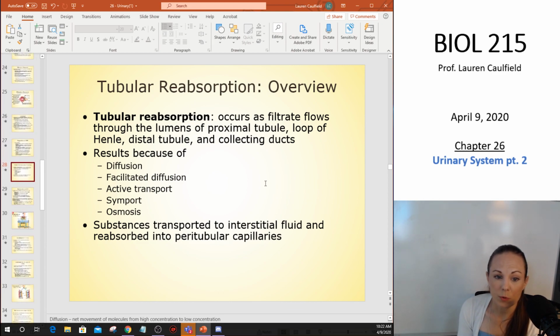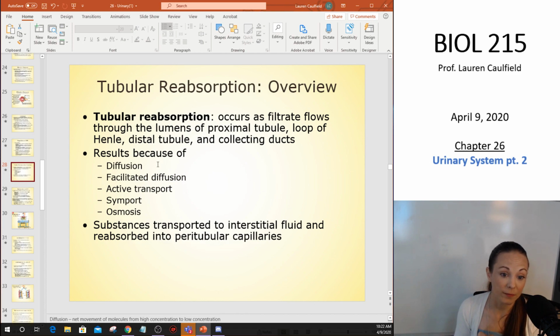All right, so tubular reabsorption is our next stage in urine production. And this is where we are picking up important things and putting them back into the blood from that initial filtrate that we had formed. So there are different ways that we can pick those things back up. Diffusion, okay? Remember, this is a passive process. Things are just diffusing from one side of the membrane to the other, and typically this is associated with some kind of concentration gradient. Facilitated diffusion, so that diffusion gets a little bit of help.